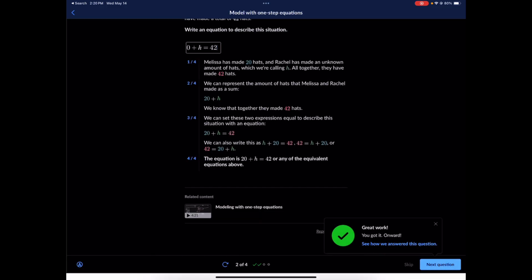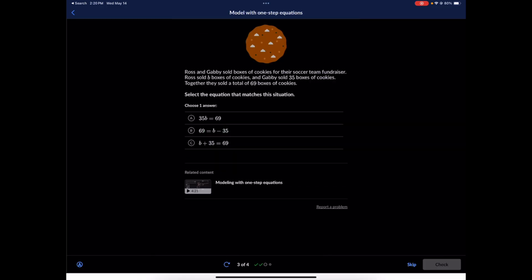Okay. Ross and Gabby sold boxes of cookies for their soccer team fundraiser. Ross sold B boxes of cookies, and Gabby sold 35 boxes of cookies. Together, they sold a total of 69 boxes of cookies.